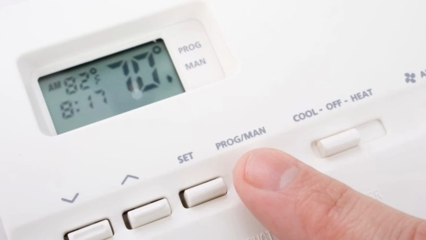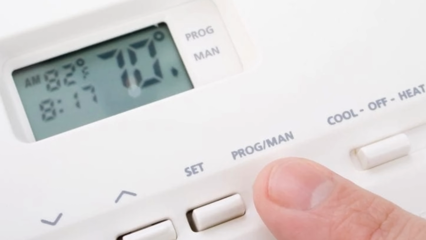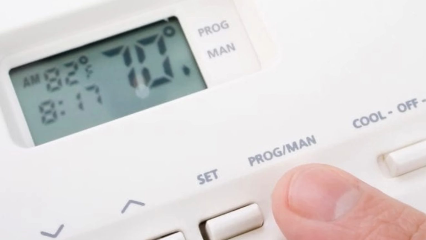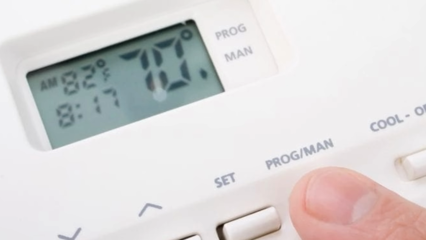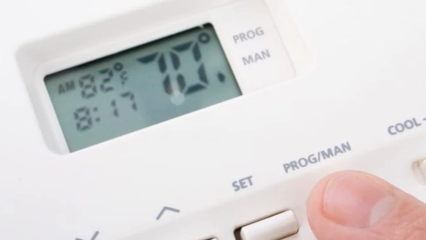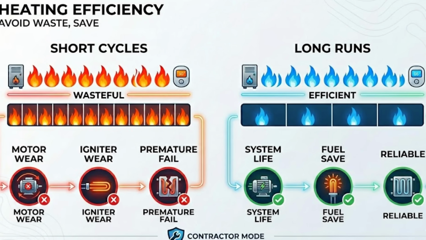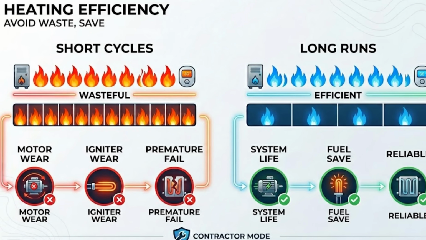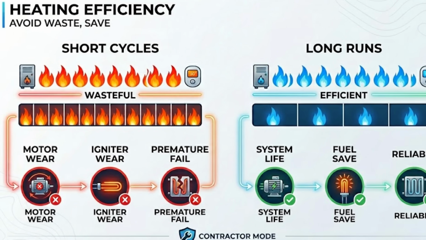This means if you set your heat to 70, the second the air around the sensor hits 69.9, the furnace kicks on. It runs for 3 minutes, hits 70.1, and shuts off. This is called short cycling. It is the least efficient way to heat a home, and it is exactly how motors and igniters burn out.